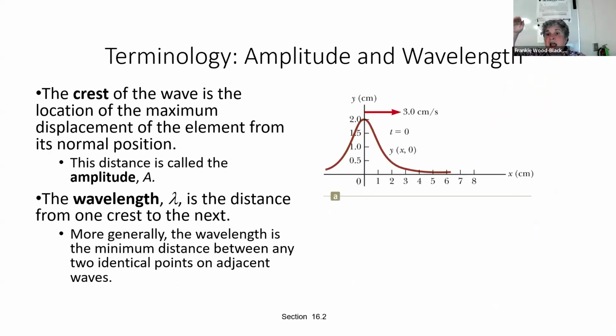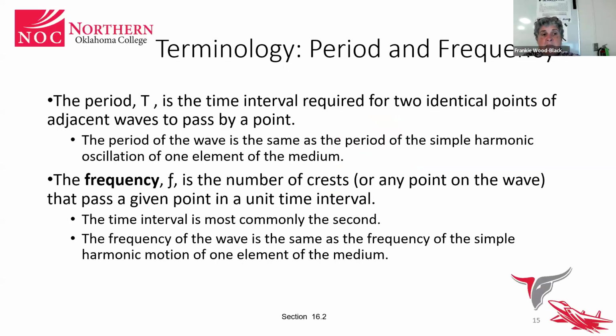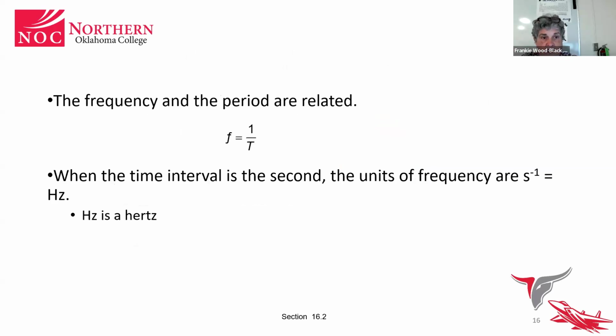The crest of the wave is going to be our maximum. The trough of our wave is going to be our minimum. And our wavelength is one complete cycle, crest to crest, trough to trough, equilibrium to equilibrium. Period is the time that it takes to complete that full cycle, just like what we saw before, and the frequency is equal to 1 over the period. And those are in units of hertz.